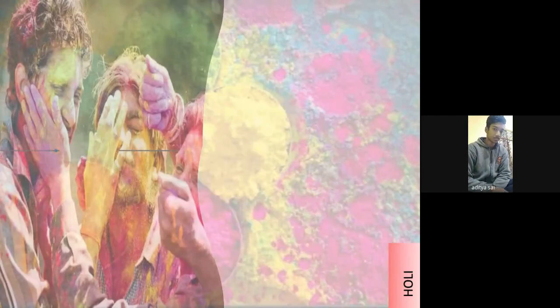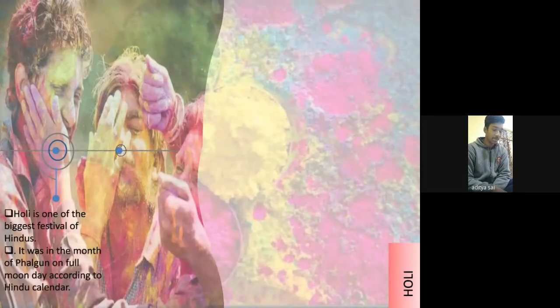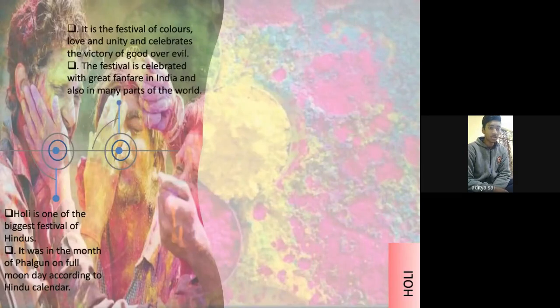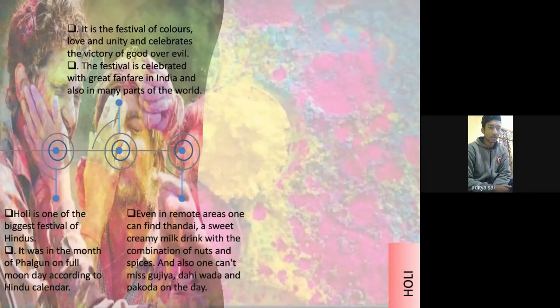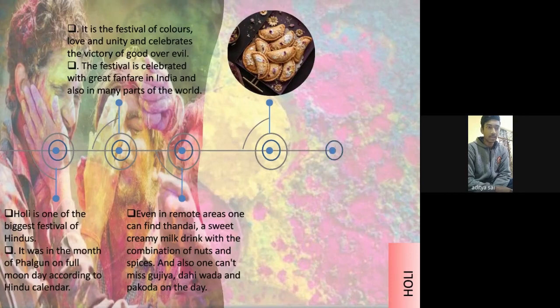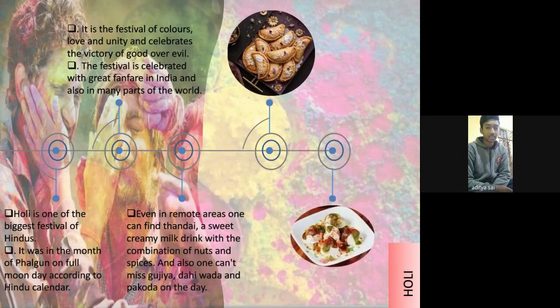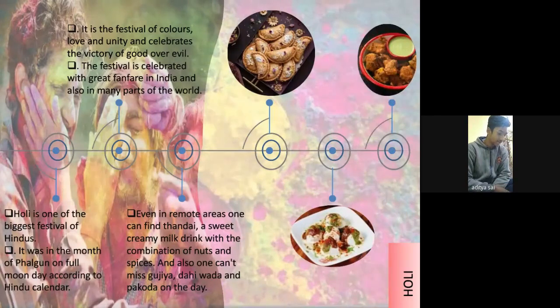Holi. Holi is the festival of color and marks the arrival of spring. Holi is one of the biggest festivals of Hindus. It falls in the month of Falgun on the full moon day according to the Hindu calendar. It is the festival of color, love and unity, and celebrates the victory of good over evil. The festival is celebrated with great fanfare in India.